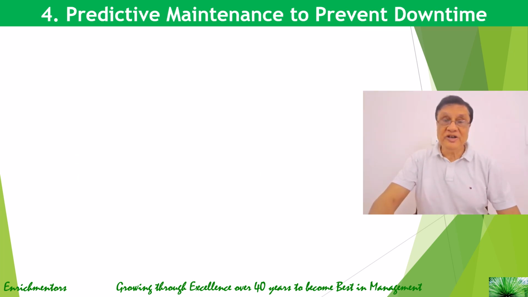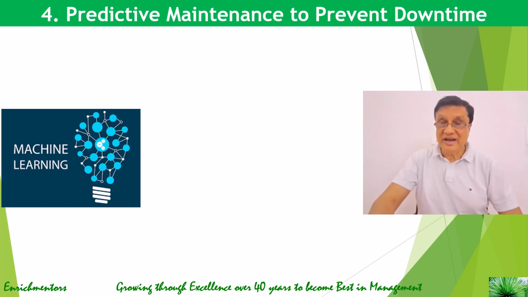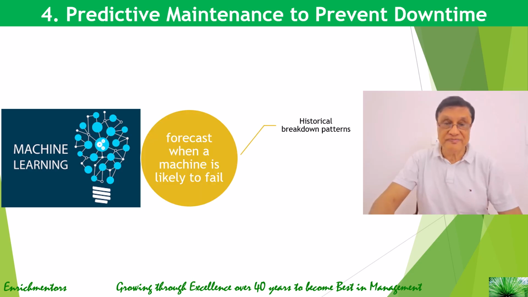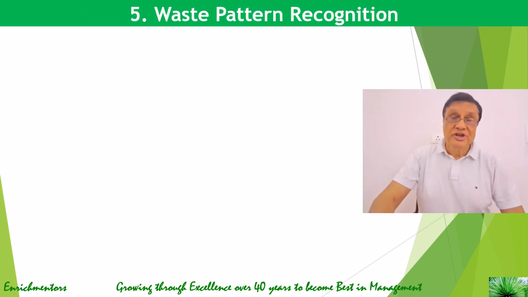Then you can do predictive maintenance to prevent downtime. Machine learning models can forecast when a machine is likely to fail based on historical breakdown patterns, sensor anomalies, and usage intensity. The result is AI alerts for scheduled maintenance before machine breakdowns, reducing unplanned downtime and scrap.